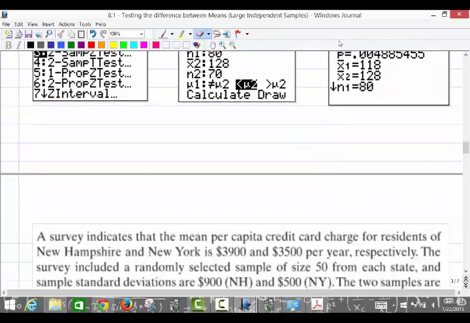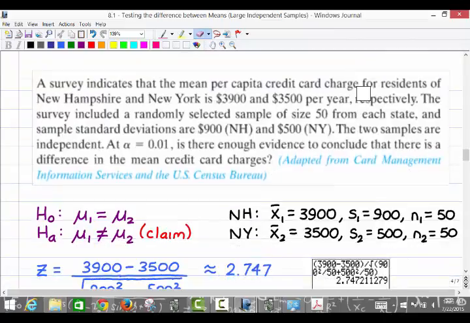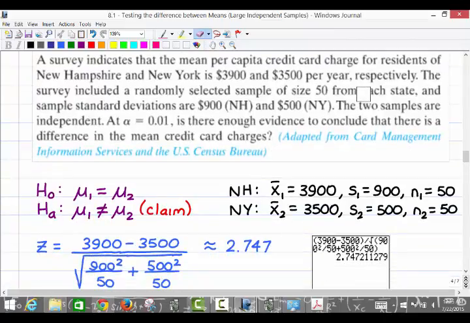All right, so there it is. So come down here. Here's another one. Once you get the hang of these, it's not going to be too bad. Per capita credit card charges for residents in New Hampshire and New York. So once again, we're going to follow the guideline that whatever data you see first will be group 1.